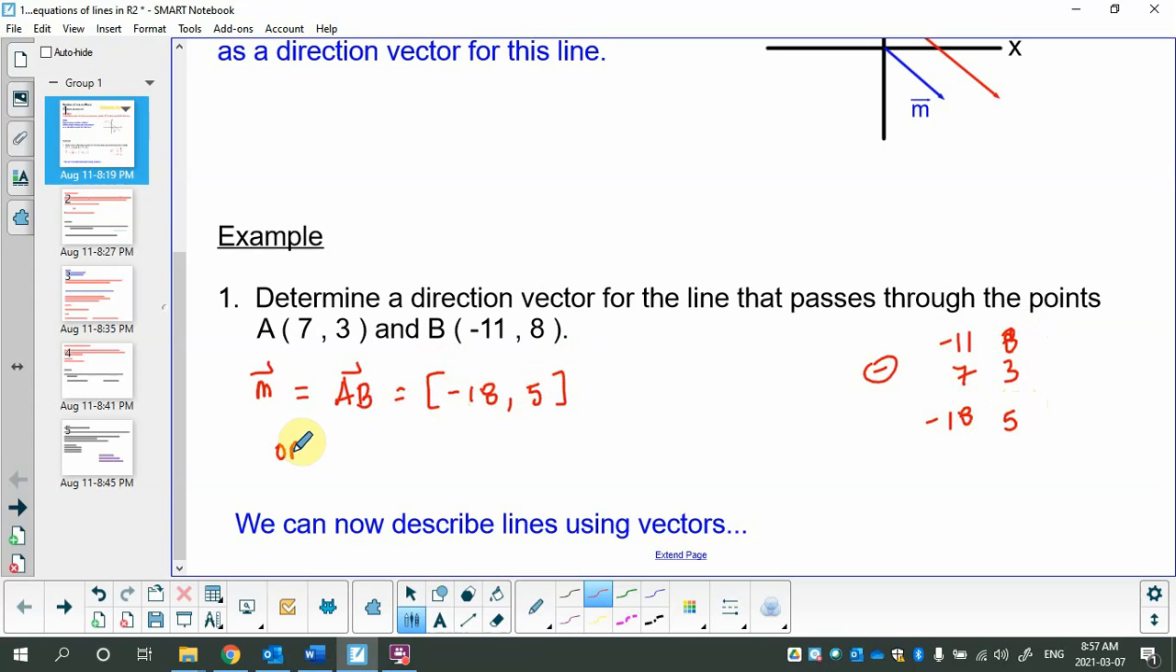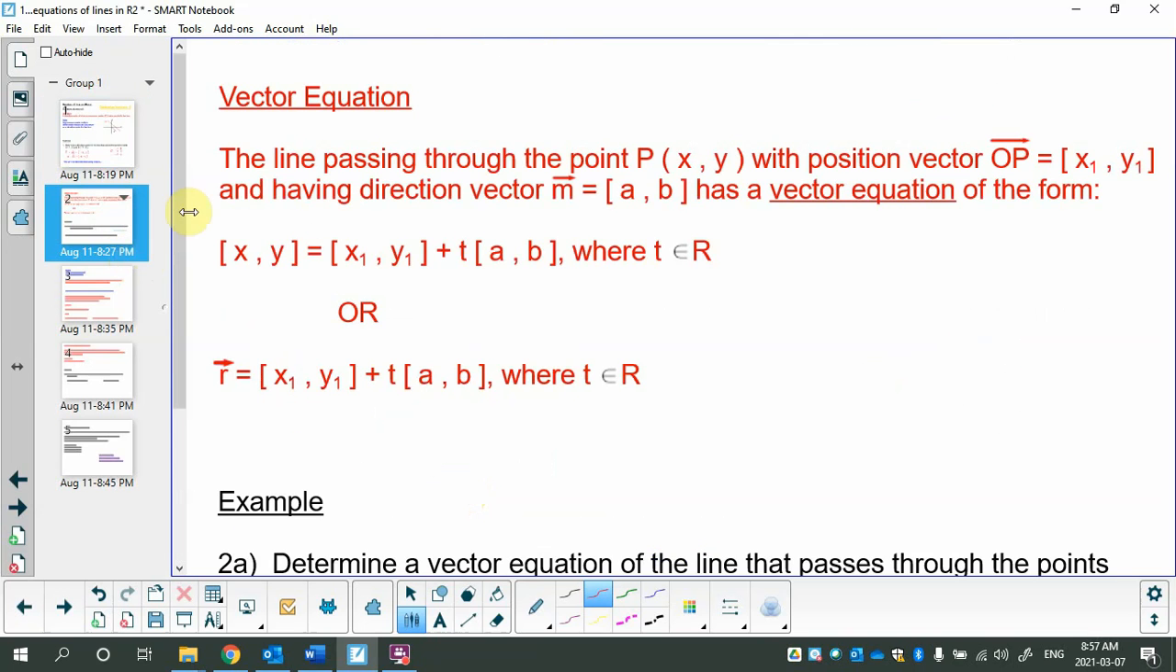So the direction vector for this is -18, 5. There is also the possibility that you might have found vector BA, in which case it's 18, -5. Because we now have a direction vector, we can describe a line using vectors rather than a line using points, which is what we've been doing from, I'm going to say, grade 9 to now. All right, so next slide.